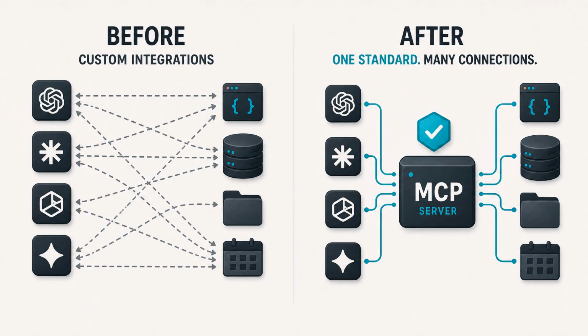Standards matter because they reduce repeated work. Before a shared protocol, every AI product needed separate, custom integrations for every tool. With a standard, a toolmaker can build one MCP server, and many AI clients can connect to it.